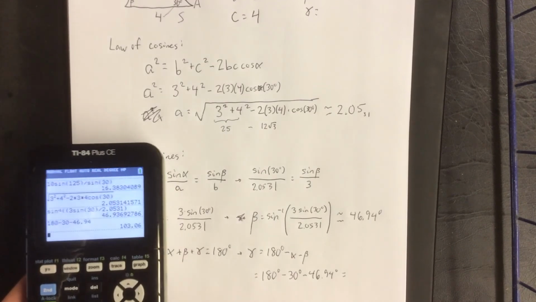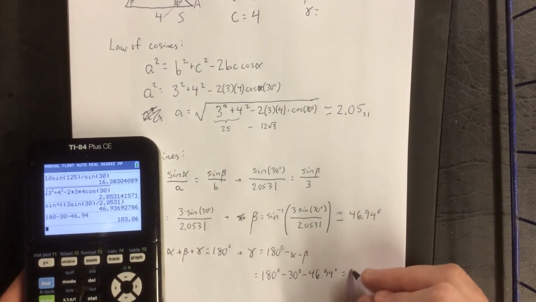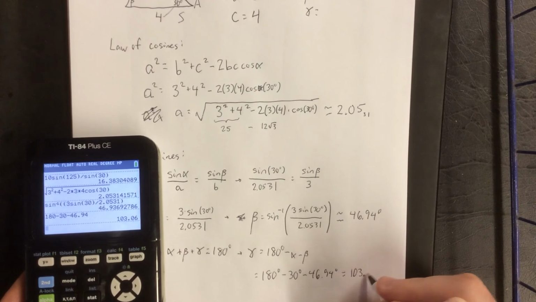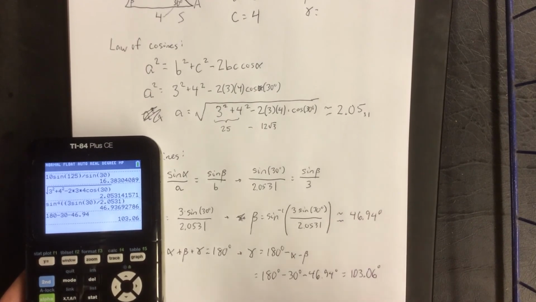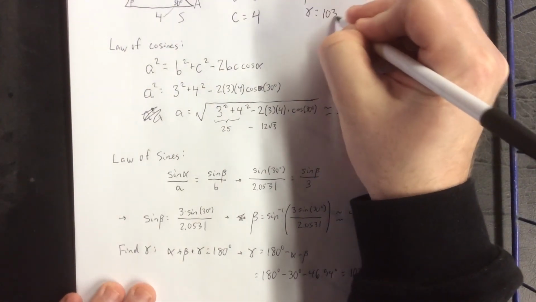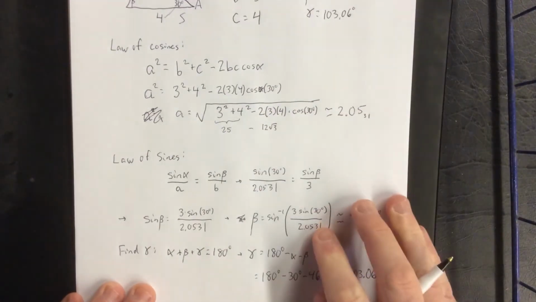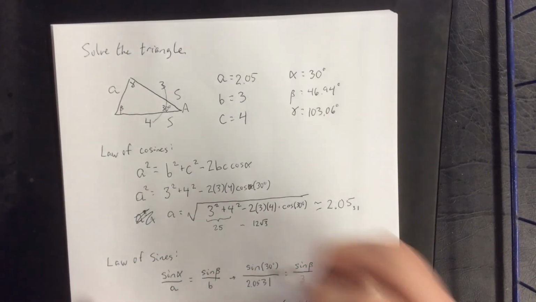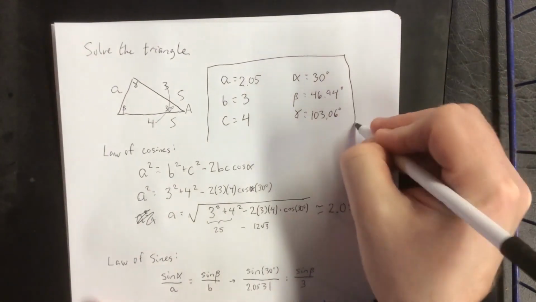103.06. Now, if we had used the law of sines to try to find this angle, we would have gotten an error because of the fact that this is an obtuse angle. So I'm really glad that we didn't use the law of sines to find the biggest angle. So with that in mind, here is our final answer.